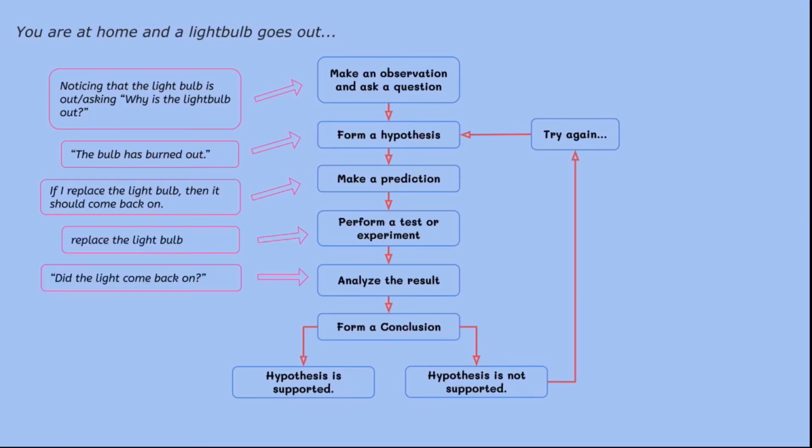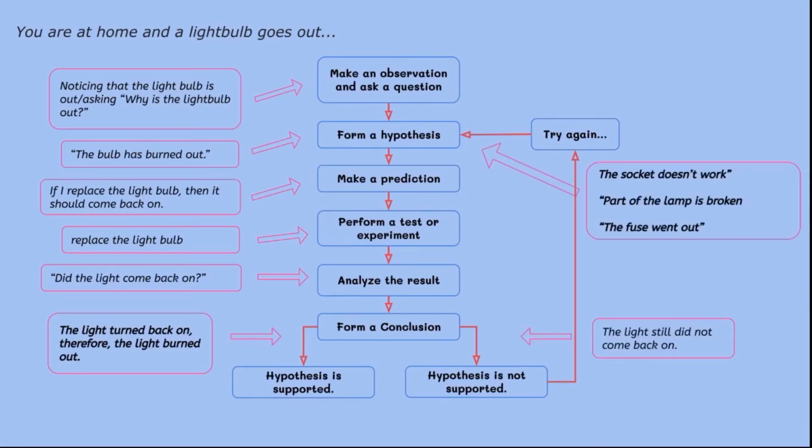Then you would perform a very small experiment in order to test your hypothesis. You would replace the light bulb and analyze the data. Did the light come back on? If the light turned back on, you would conclude that the light bulb had in fact burned out. But if the light still did not work, you would come up with other hypotheses such as the socket doesn't work, part of the lamp is broken, or the fuse went out, etc., and test those hypotheses.